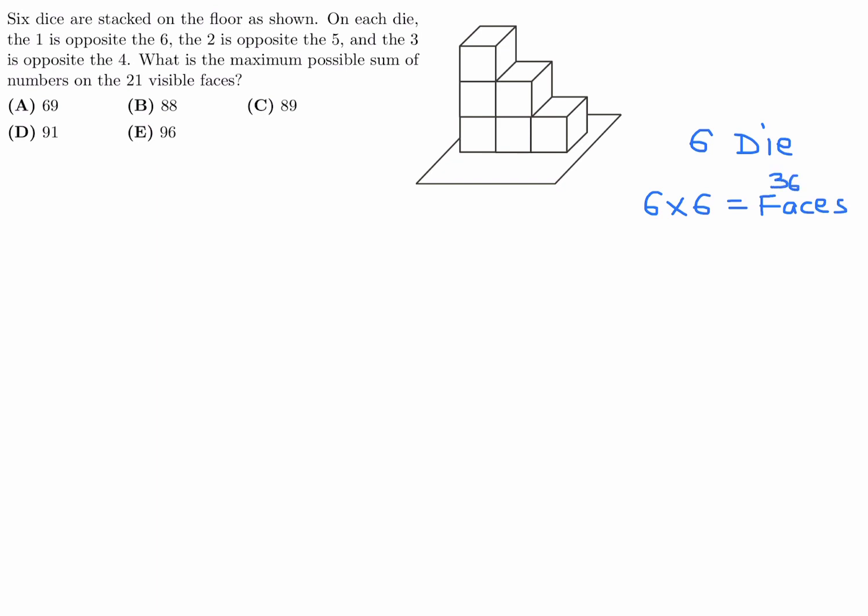Now, we are told that they want us to maximize the sum on the 21 visible faces. So if there are 21 visible faces, then how many faces are not visible? Well, it will be 36 minus 21. So that'd be 15 faces that are not visible. And those are the faces that I want to concentrate on because I think it will be easier. So let's talk about them.